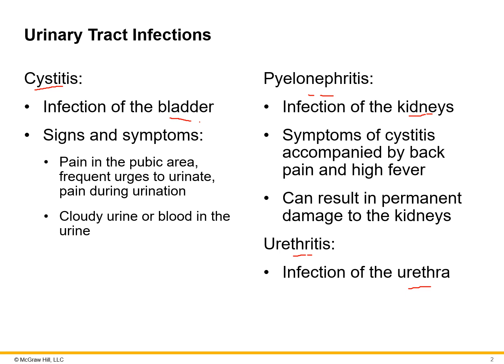Looking at the signs and symptoms of a bladder infection: pain in the pubic area, frequent urges to urinate, and pain during urination. Also, the urine can be cloudy or even have blood in it due to that infection. Now, the infection of the kidney is kind of the same thing we saw with cystitis. However, it is typically accompanied by back pain and a high fever. Those two additional symptoms can help differentiate between the kidney and the bladder infection. And these can result in permanent damage to the kidneys if not treated.